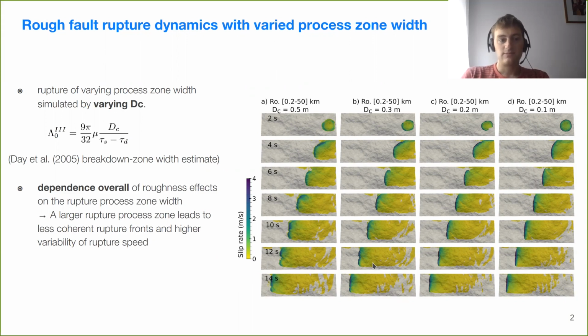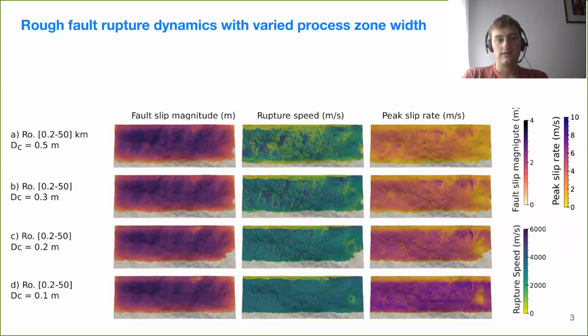So there's really an overall dependence of the roughness effect on the rupture process zone width. So that's one of the first messages. And then we study some source properties, in particular their distribution in all these models: the fault slip magnitude, the rupture speed, and the peak slip rate for decreasing Dc. You can see that the fault slip magnitude is very similar, but on the other hand, the rupture speed is much more incoherent for large Dc than for short Dc.